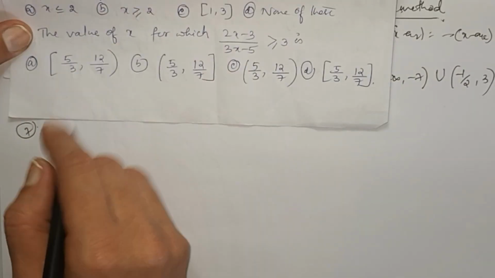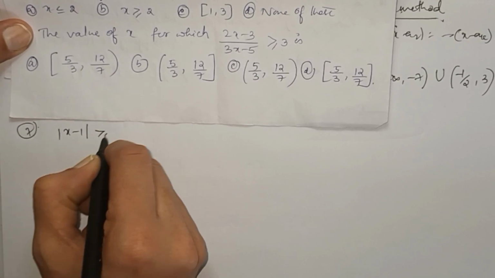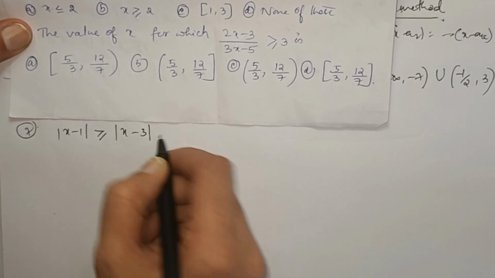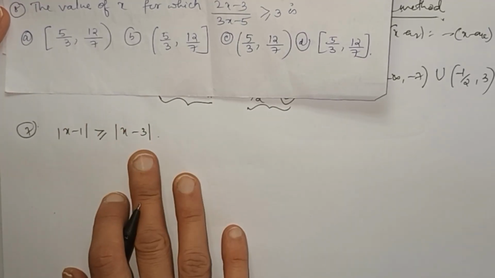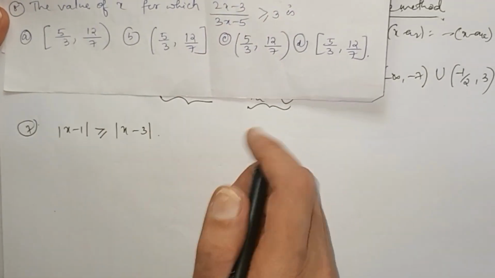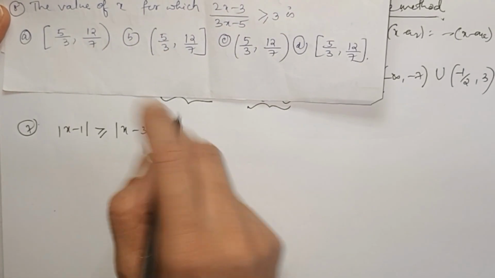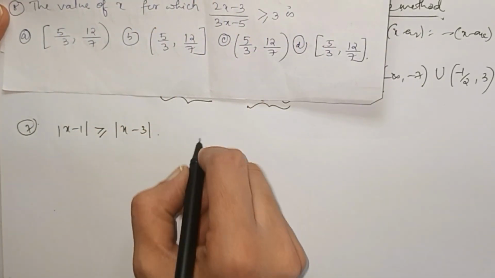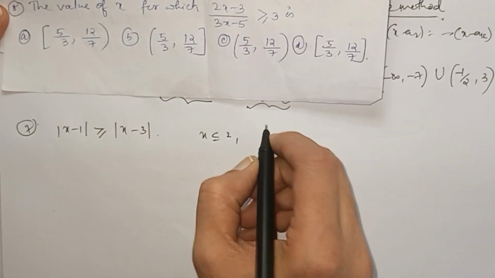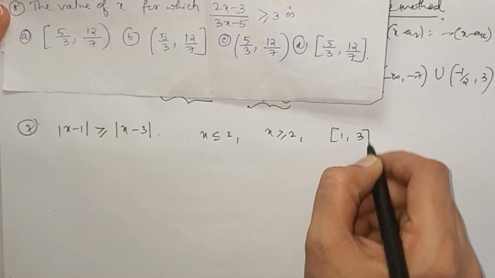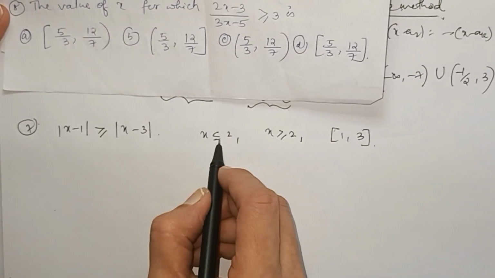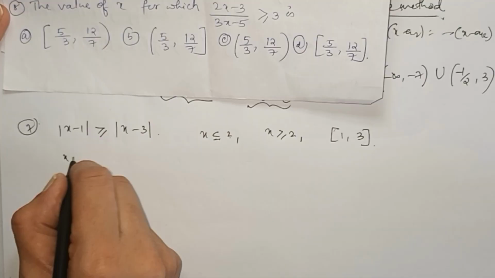Next, seventh question. Solution of the inequality mod x minus 1 greater than or equal to mod x minus 3. By considering two different cases, you can solve it. If it is lengthy, then you can go with the method of verifying with the options. See, x is less than or equal to 2 is given, x is greater than or equal to 2, and x from 1 to 3 is given. So less than or equal to 2 means 1 comes. Check with x equal to 1.